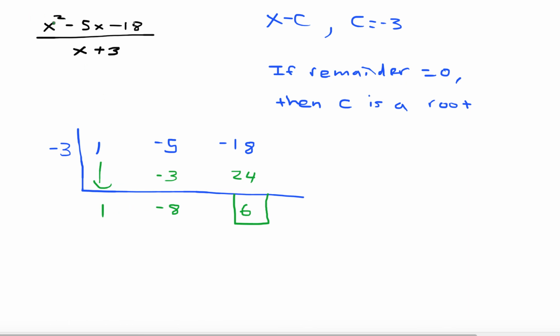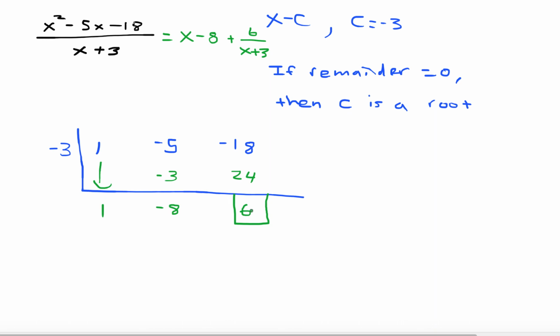So let's take a look. We started out with an x squared. Remember, this was 1x squared minus 5x minus 18. So once we divide it by x, this should be the coefficients of a polynomial that is 1 degree less. What is 1 degree less than x squared? That's x. So we can write this answer as x minus 8 with a remainder of 6 over x plus 3.